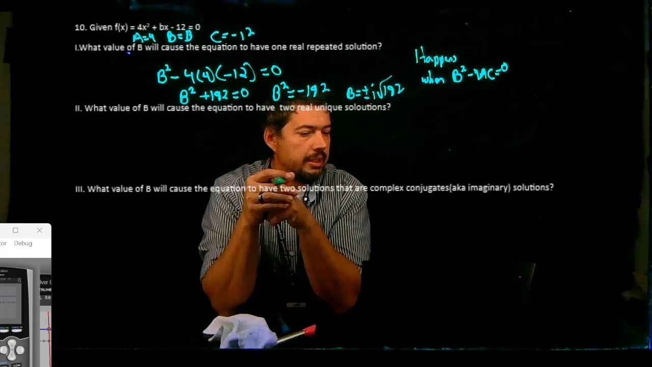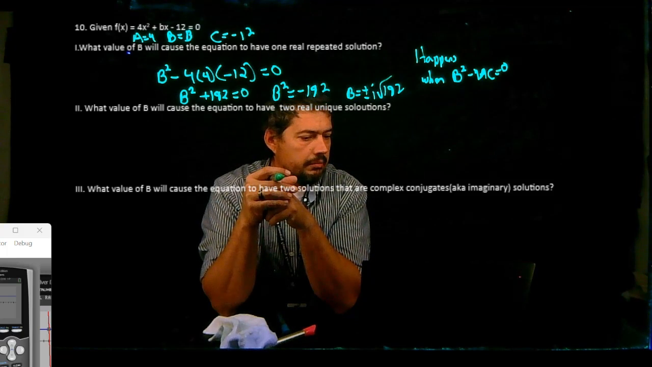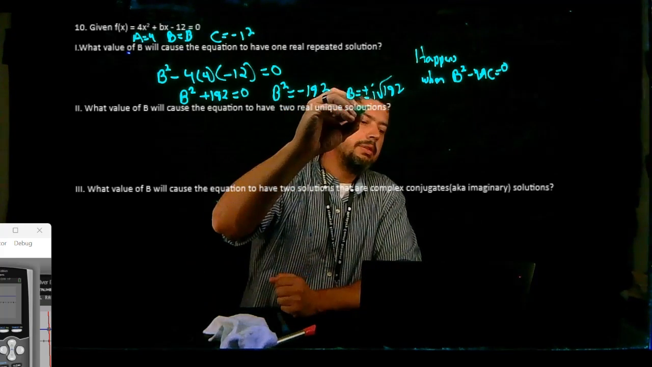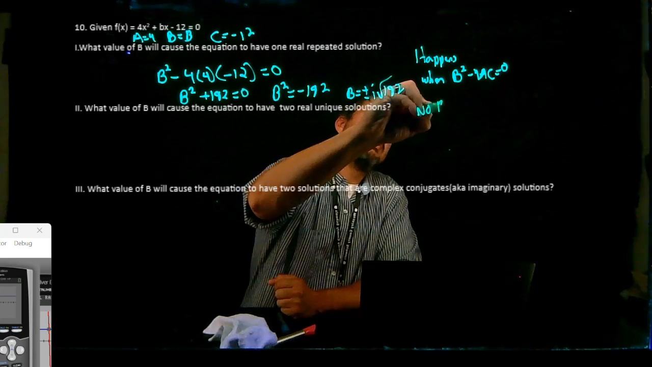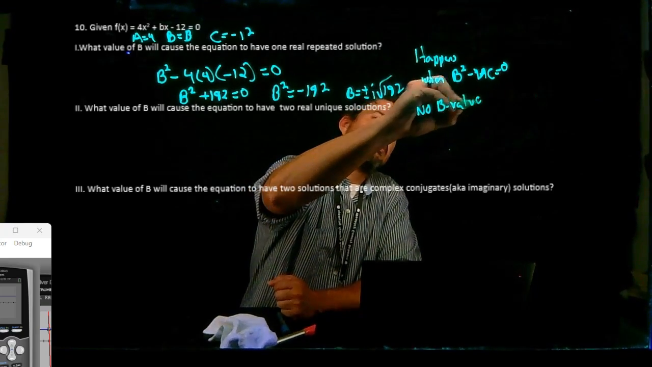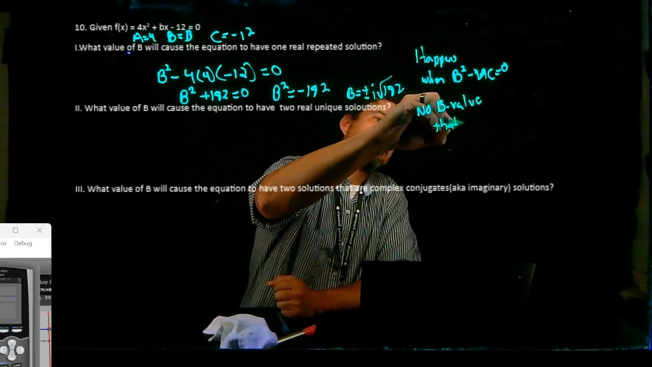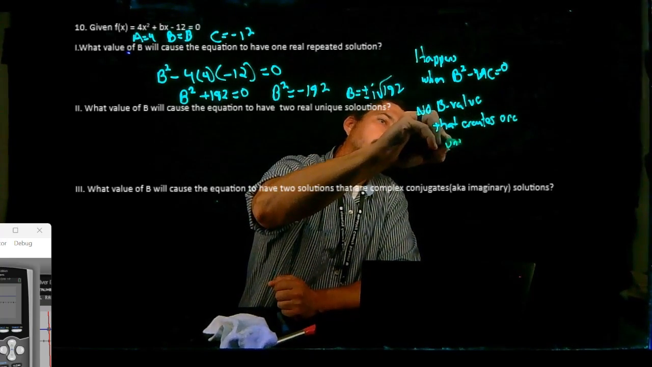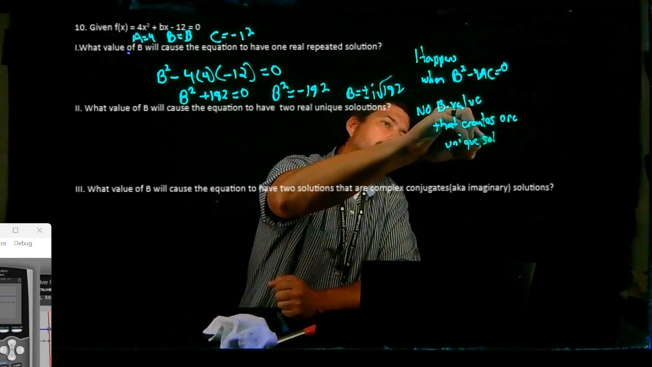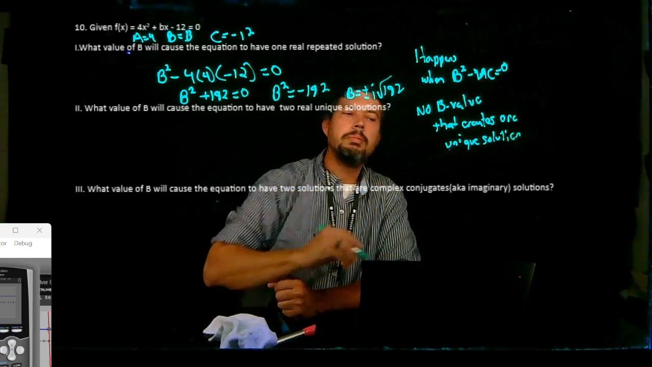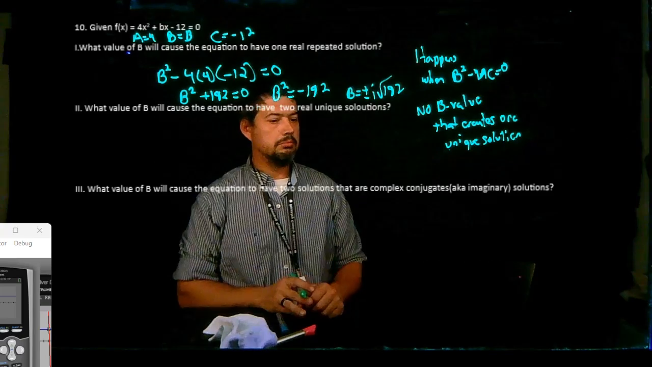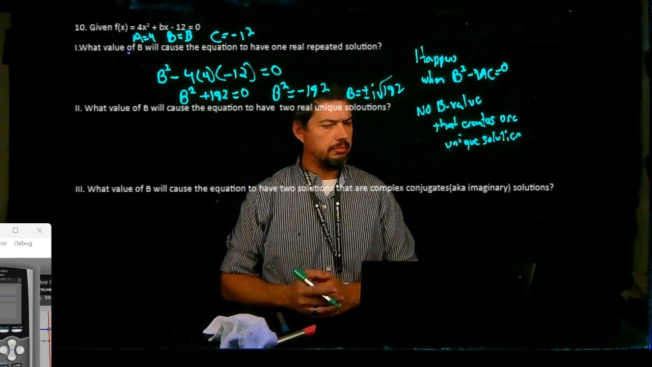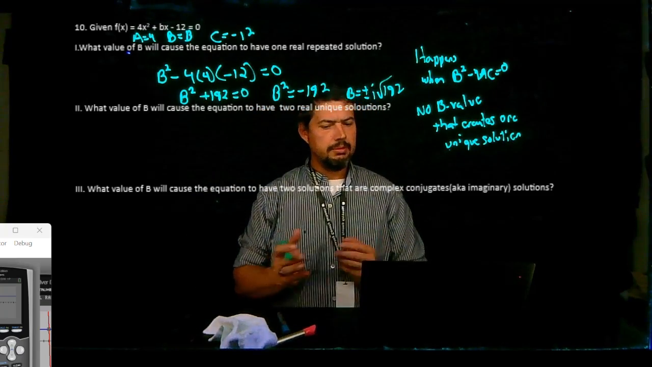For some reason, that is very surprising to me. But the math is mathing. I don't see a single mistake. So there is no b value that creates one unique solution. Apparently there is no way to turn that into a perfect square. Kind of surprising to me. I'm really shocked by that. But it is what it is.